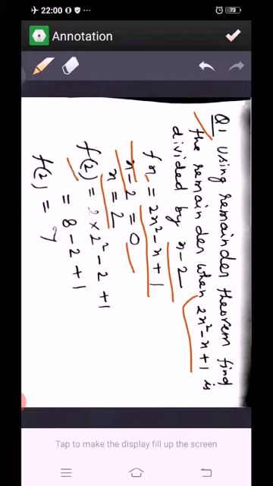So in place of x we will put 2. So this is 2 times 2 square, minus 2, plus 1. So we get 8 minus 2 plus 1, that overall we get f(2) equal to 7. This will be the remainder. We are getting the remainder with this method. The same remainder we will get if we simply divide f(x) by x minus 2, that is 7.